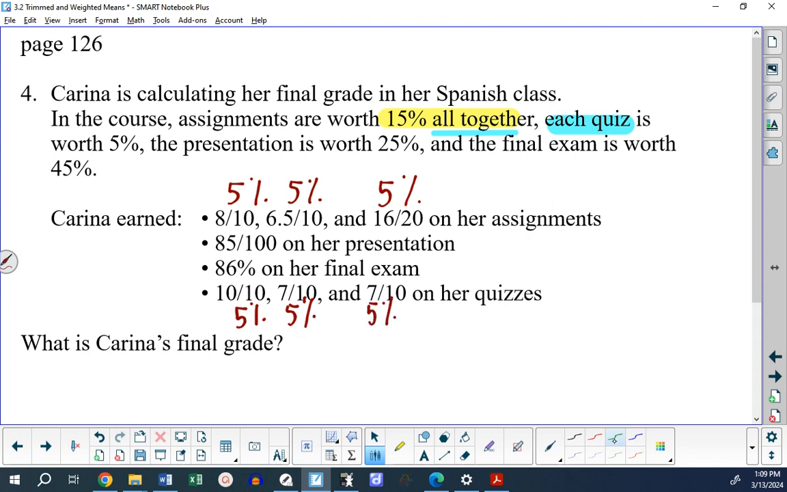You might think, as a math teacher, whoever made up this question, they're being a little cruel because they're switching gears here. They're telling you, well, assignments are collectively worth 15%. The quizzes, however, are worth 5% each. The presentation is worth 25%, and the final exam is worth 45%.